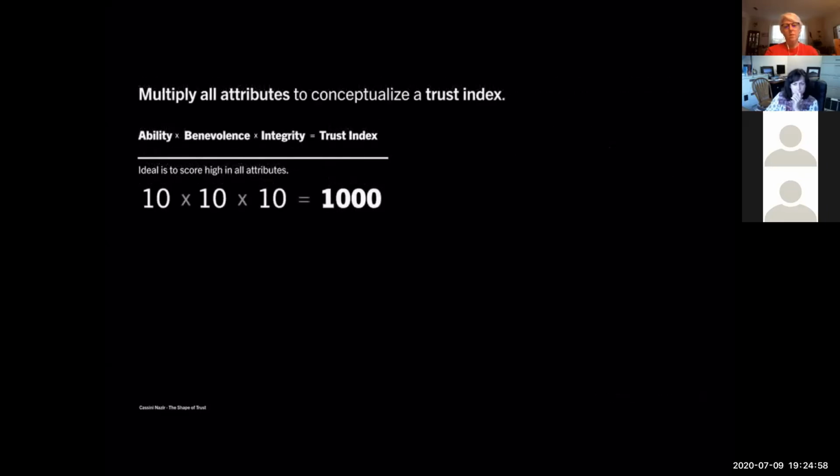So let's just take this thought experiment a little bit further. If we were to say that we can put a number on all of these attributes, these 3 attributes, we can come up with a trust index. So if 10 is the highest number, the highest trust index would be 1,000. Let's take a look at some examples.